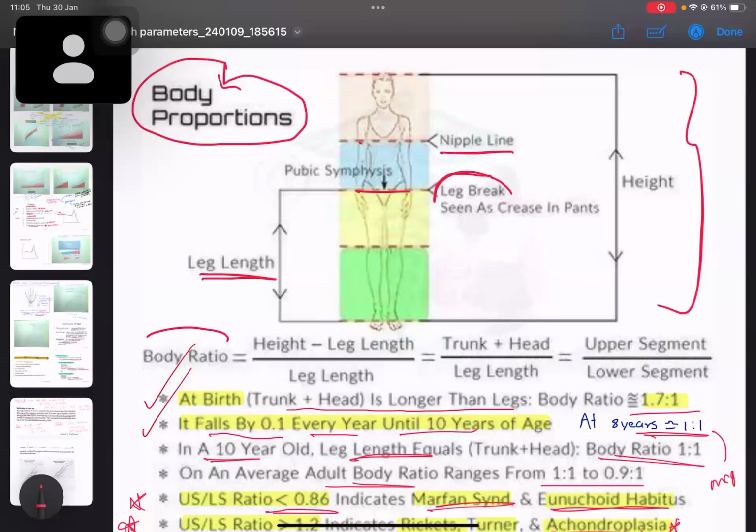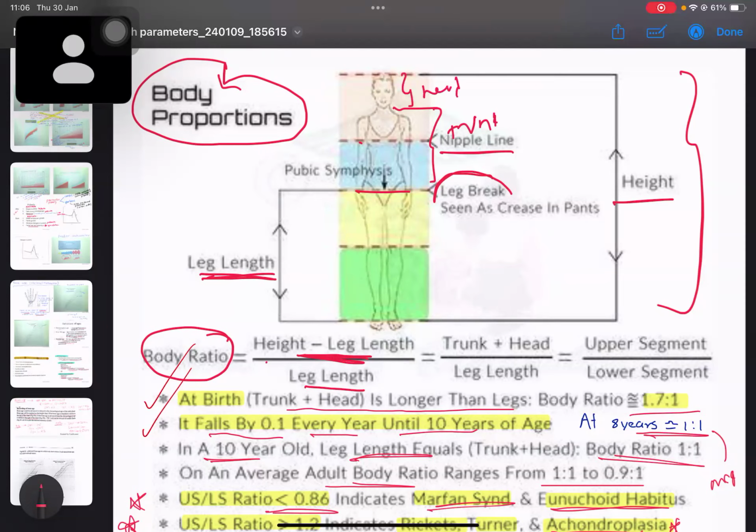How to calculate the body ratio of the child? The height minus leg length. You know, this is the height, this is the leg length. You have to subtract it and divide by leg length. It means trunk plus head. This is the trunk, and this is the trunk and head.